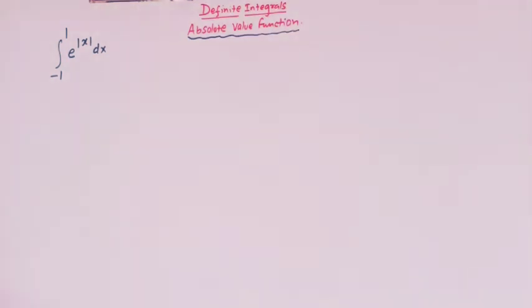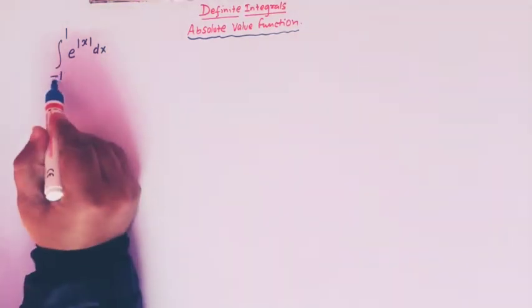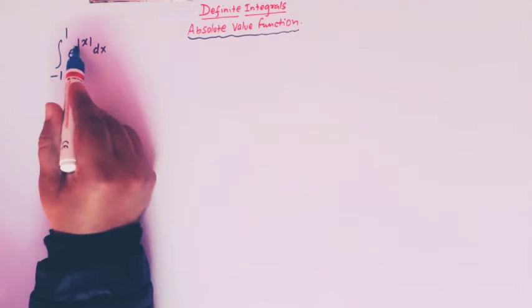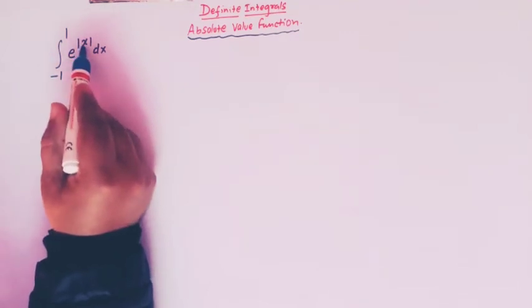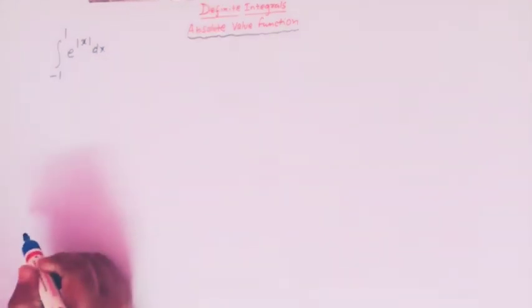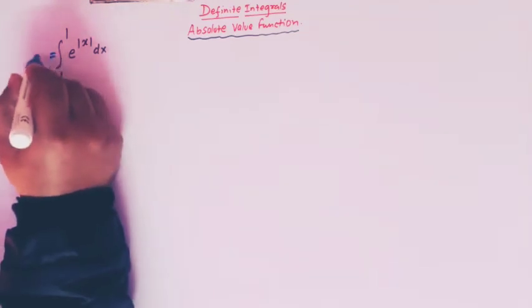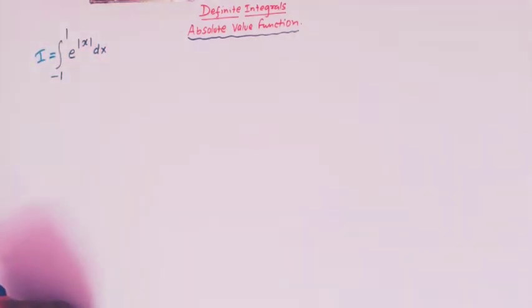Hello viewers, in today's class we are going to solve yet another problem related to absolute value function, and here we have to solve this integral from -1 to 1 of e raised to absolute value of x, right? So let us start. Let us first call this integral as I.